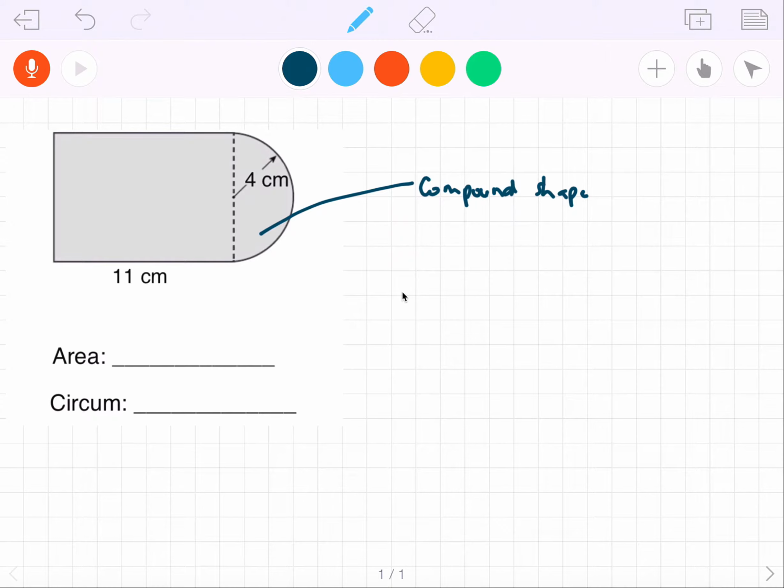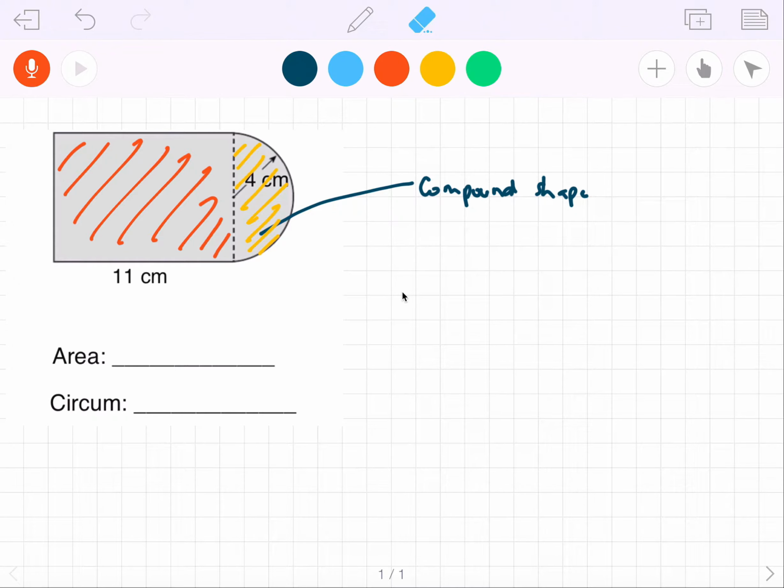You can see that we've got a rectangle here, and we can shade that in red. So we've got a rectangle here, and then we have a semicircle here. So we've got two shapes put together, which makes a compound shape. Let me just get rid of all my marks.